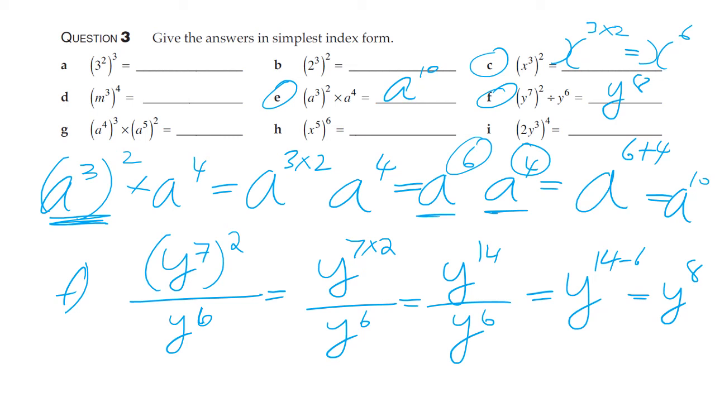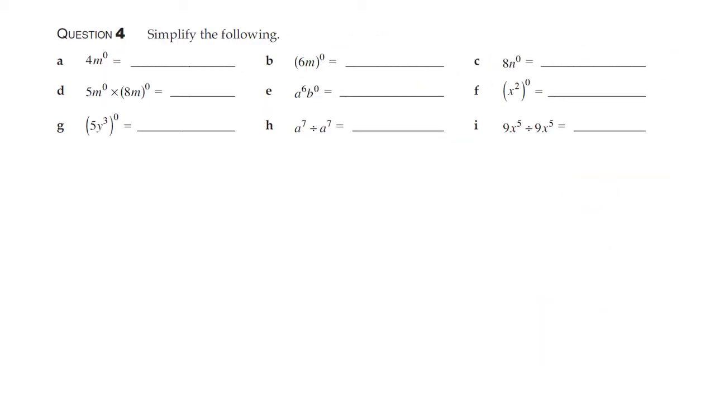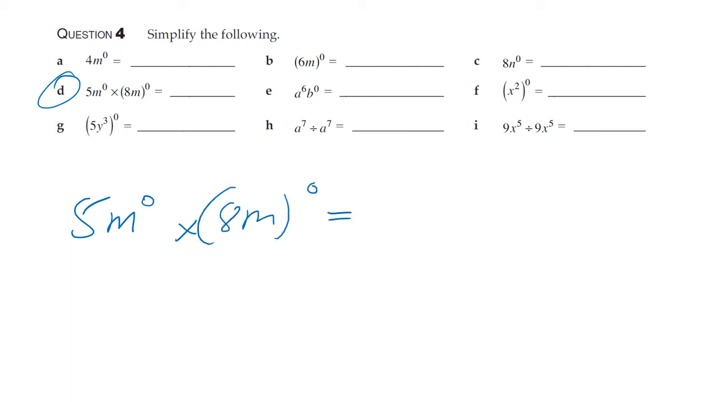You can have a go at the other ones. I think you guys should be able to do question 4, but I might just try D with you guys. Okay, so let's look at 4D. 5m to the power of 0 times 8m bracket to the power of 0. What would the first term become? That's the same as 5 times m to the power of 0, which is 1.